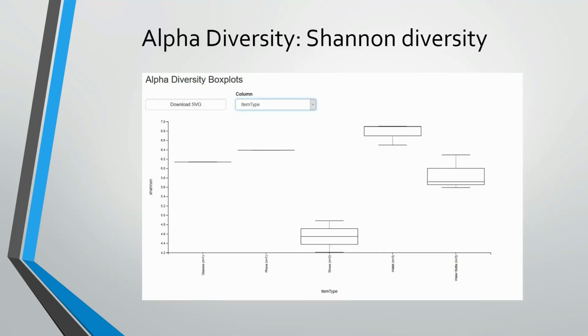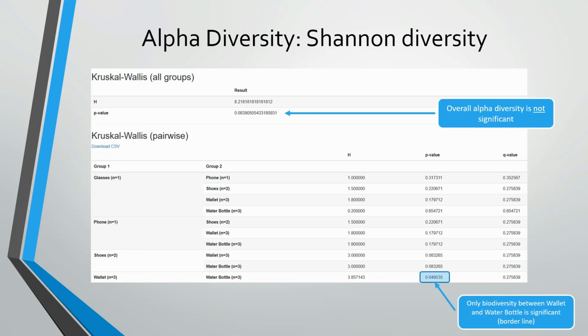Then this is the Shannon diversity index, with similar results. The diversity is not significant. At most you can say that between wallet and water bottle there is some alpha diversity.